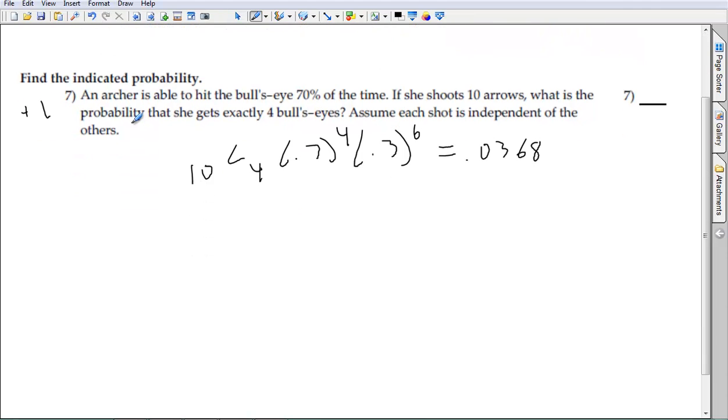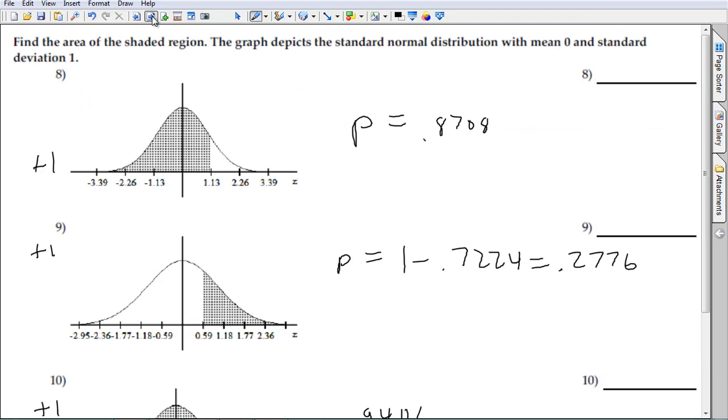And then bullseye 7 out of 10 times. So there's 10C4, or they get exactly 4 times. 10C4, probability of success is 0.7 to the 4th. And the probability of failure is 0.3, so you take that to the 6th.